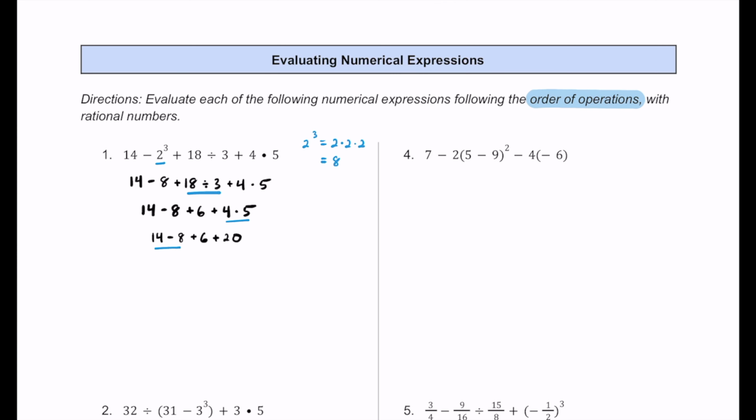So 14 minus 8, that's going to equal 6. So we're going to have 6 plus 6 plus 20. Then we can just keep going from left to right because we just have two addition problems. 6 plus 6 is 12. So we really have 12 plus 20. And then 12 plus 20, there's really only one step left to do here. So 12 plus 20, that's going to equal 32. So that's the value of this expression. And there we have our answer.